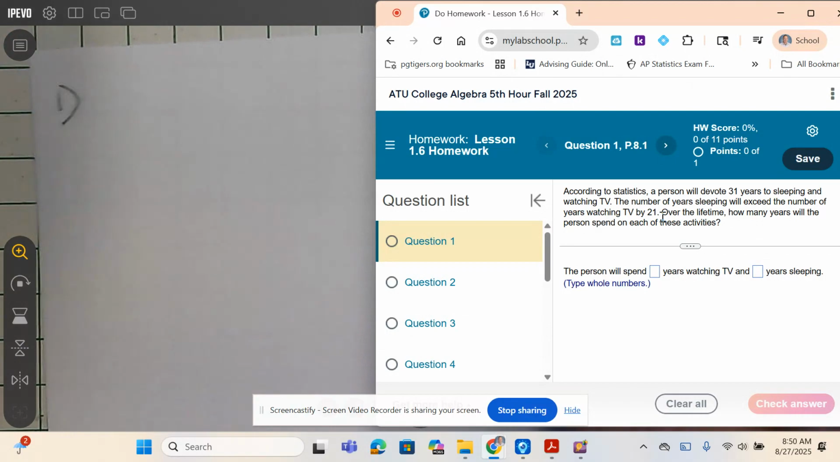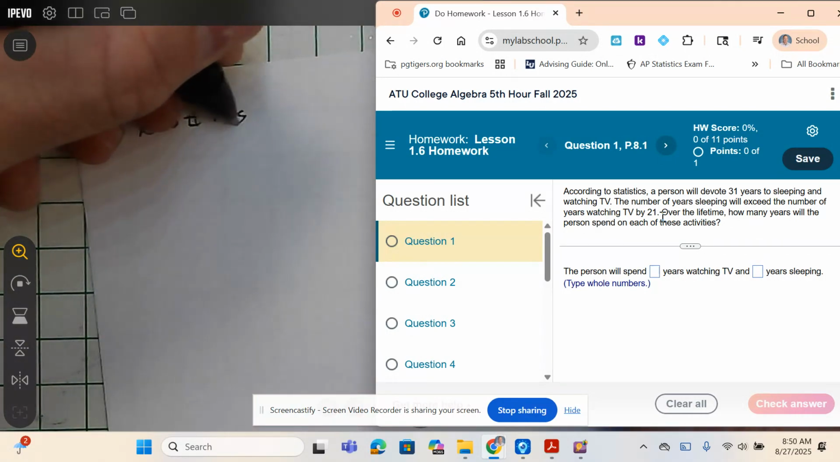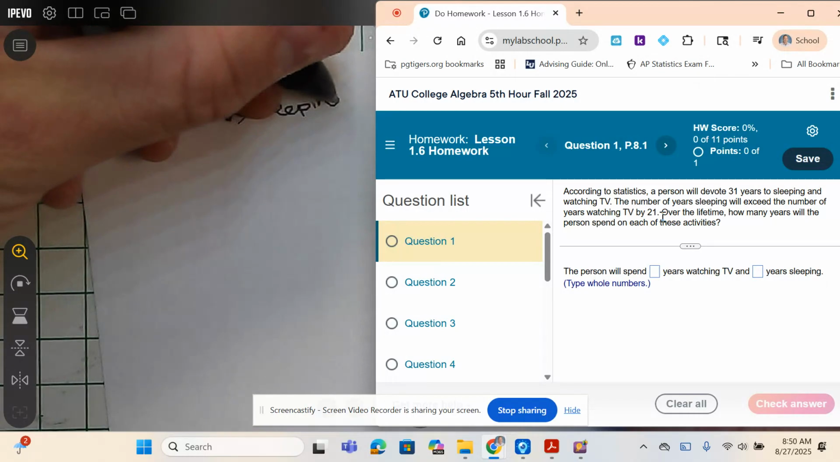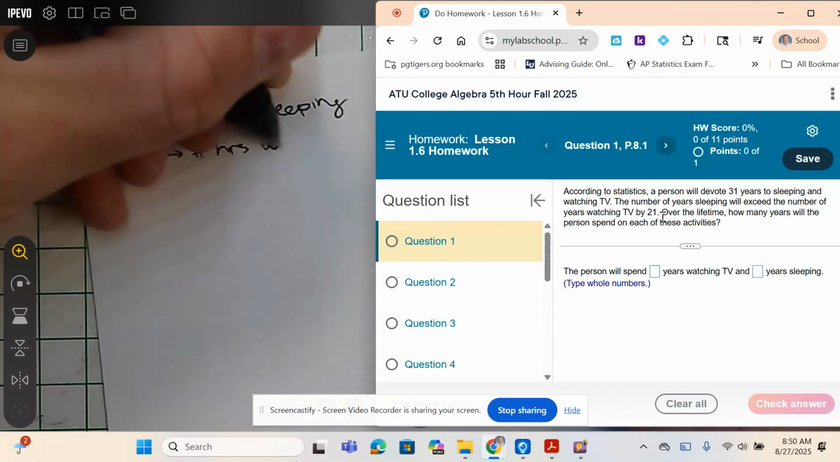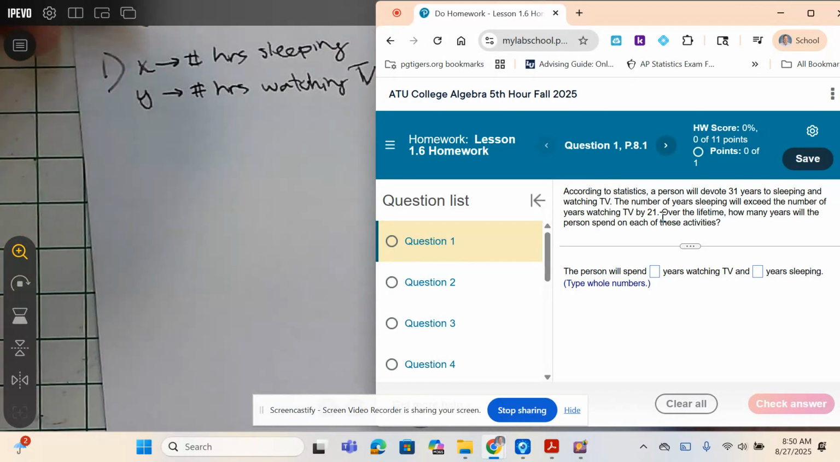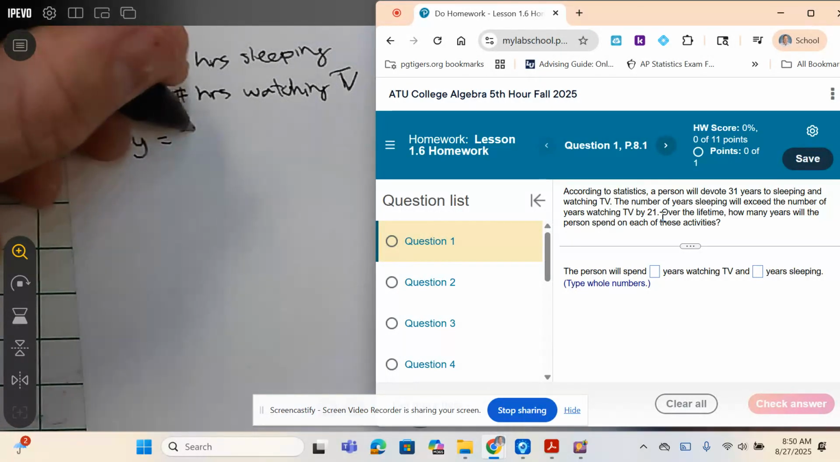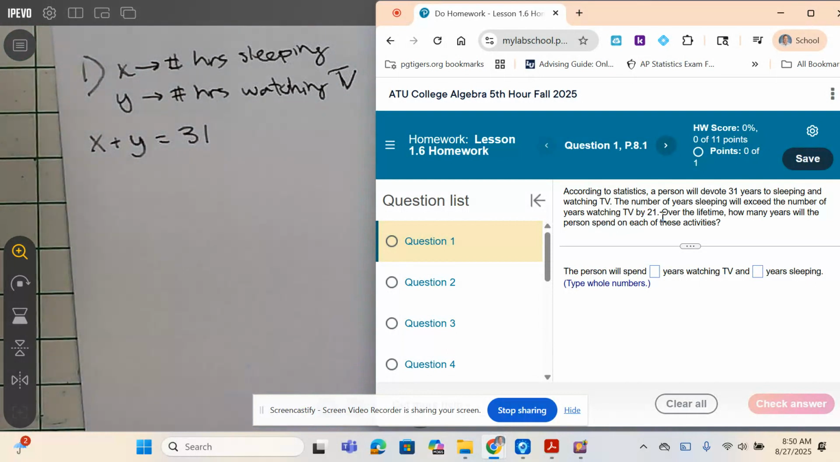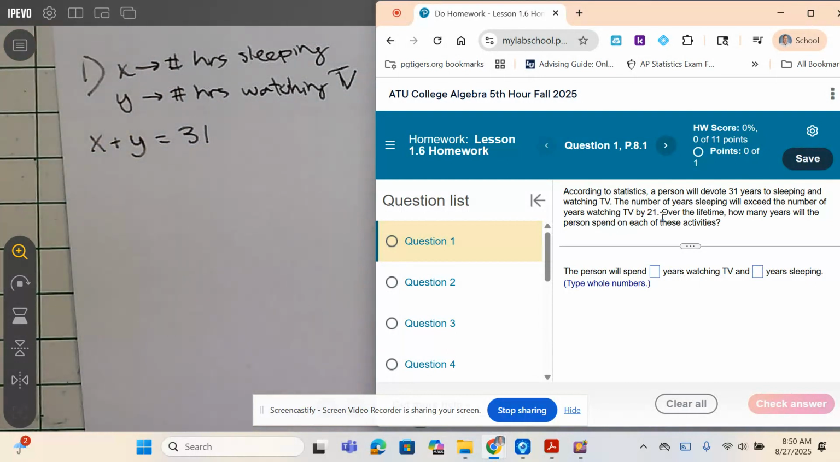X and Y. So let X be the number of years sleeping, and Y the number of years watching TV. So they'll devote 31 years to sleeping and watching TV. So what's an equation for that? X plus Y equals 31. So the number of years sleeping plus the number of years watching TV is going to equal 31.